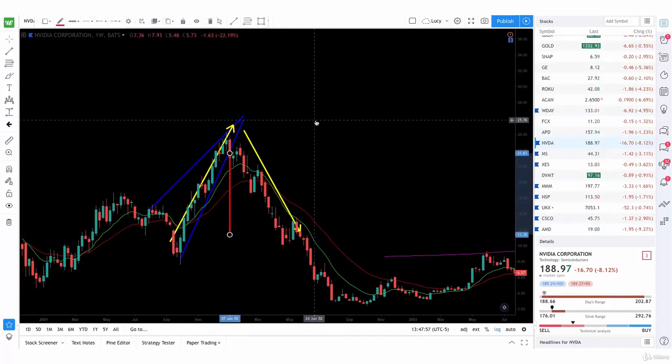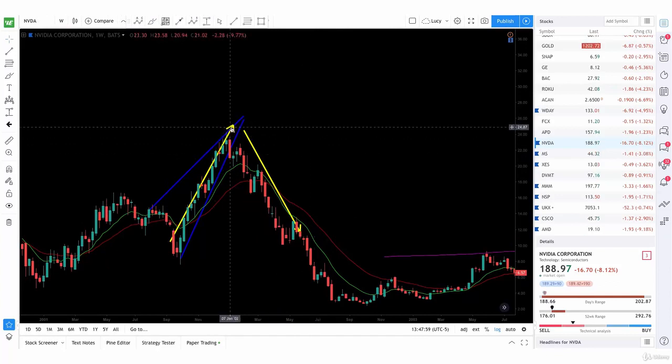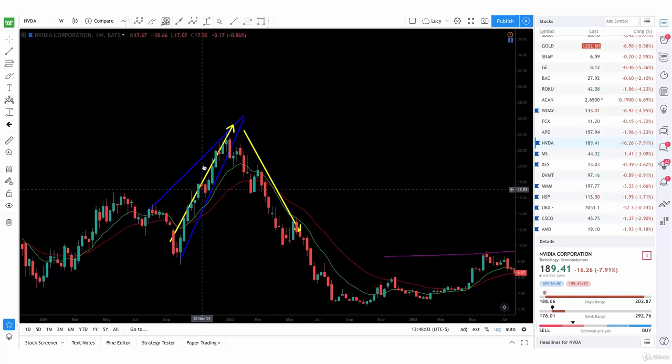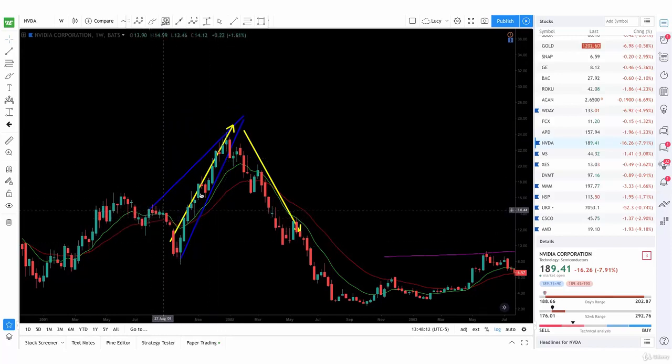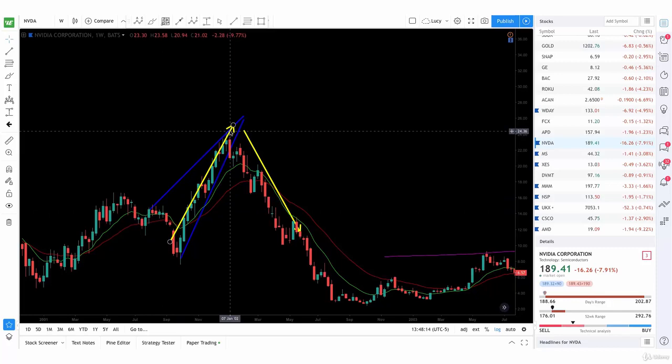Now, the difference with wedges and triangles that we're going to see later is that wedges usually take longer to develop, over weeks. This is actually a weekly chart. So it was from August 1st up until the break of January 2nd. See, a few months over here.